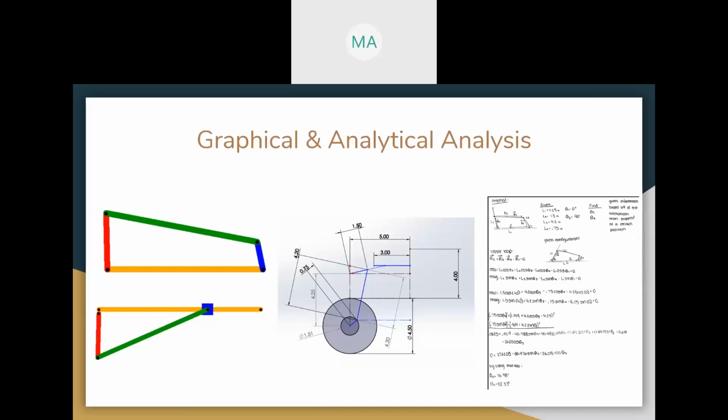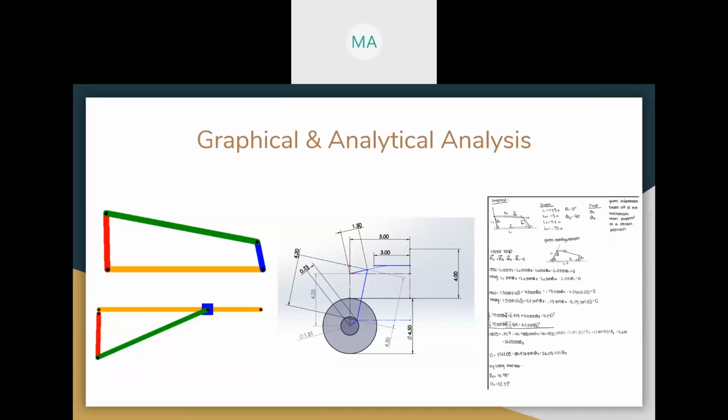So for the graphical and analytical analysis, we used Mech Analyzer to compute the graphical analysis. For the analytical analysis, we looked at our 4-bar mechanism from our prototype. When theta 1 was 0 degrees, we measured that theta 2 was approximately 40 degrees. Then using a vector loop equation, we broke the equation into its real and imaginary components. Having two equations and two unknowns, we solved for theta 3 and theta 4.